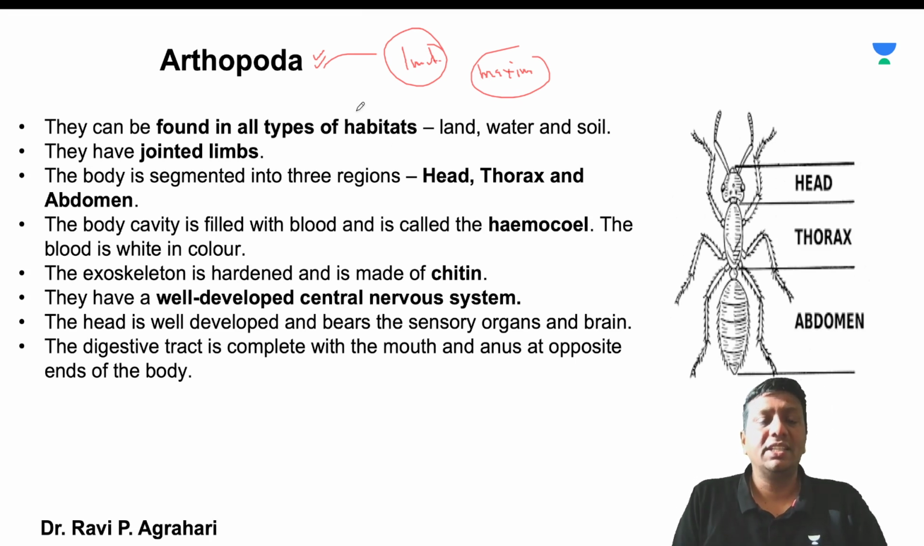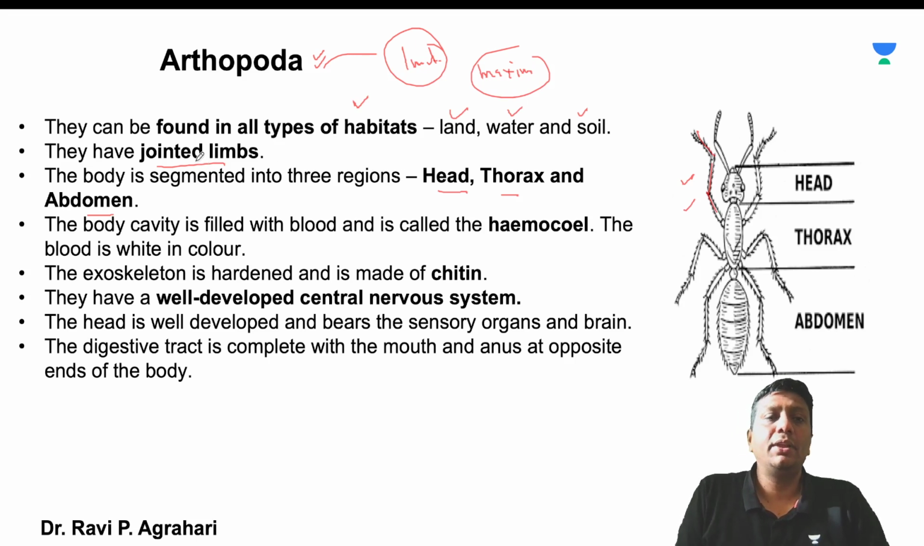Arthropods are found in all types of habitat. You can find them on land, in the water, even soil, everywhere. They have jointed limbs. You can see the jointed limbs, so they have a jointed-limb type of feature. That's why I brought this picture. And there are three regions: the head, thorax, and abdomen. The head, thorax, and abdomen are the three different parts.